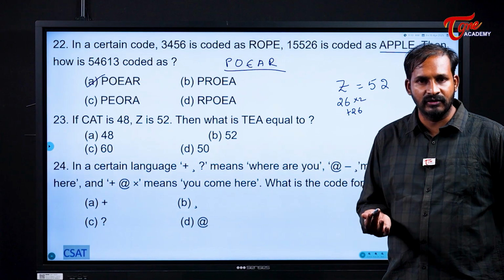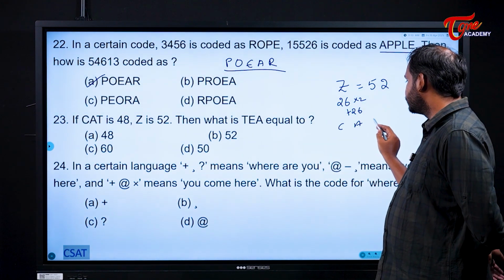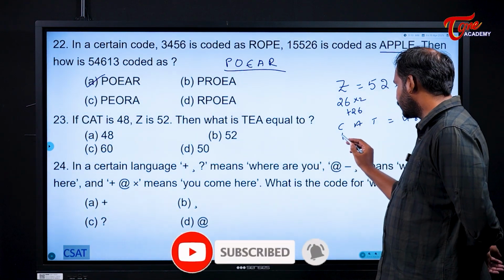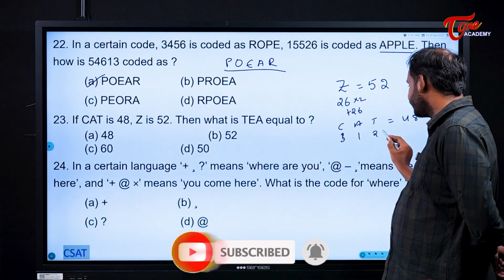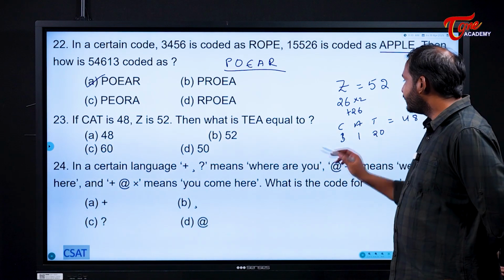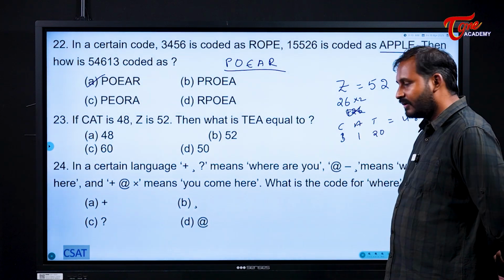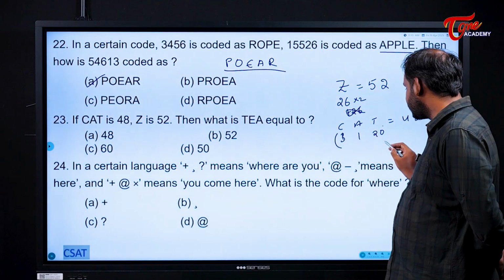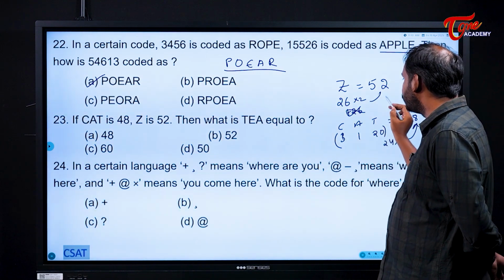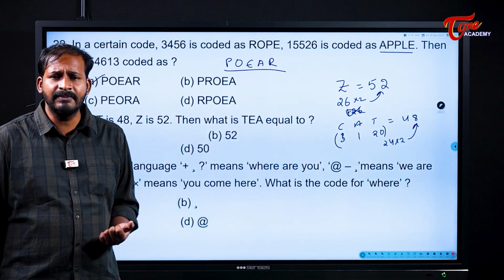See students, even though we know the answer, I am taking the choices here. Now CAT, C-A-T, is coded as 48. But what actually is CAT? 3, 1 and 20. 20 plus 1 is 21, 21 plus 3 is 24. If I think plus 26, it will become 50. But plus 26 is not going to work for me. The total sum which I got here is 24. Now into 2, it becomes 48. So here the logic is into 2. That means simply he is writing the place values, adding them and multiplying with 2.